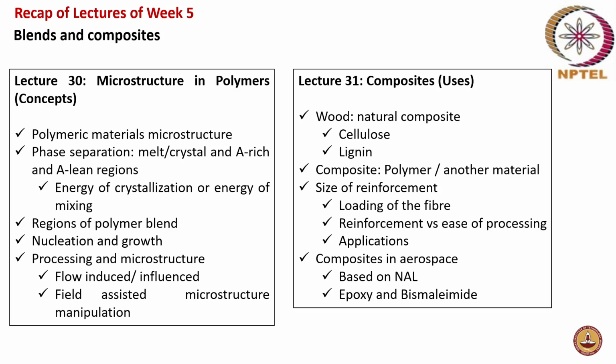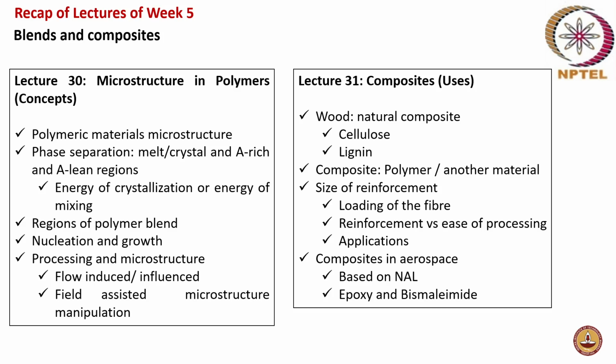And then there was a discussion on different applications, like in aerospace. So composites in aerospace, based on the National Aerospace Laboratory, was discussed. And then epoxy and bismaleimide, which are used in aerospace primarily, were discussed, right? And how the number of components drastically changed when there was a shift from normal material to a polymer composite, right? From 200 parts to 15 parts in one case, right?